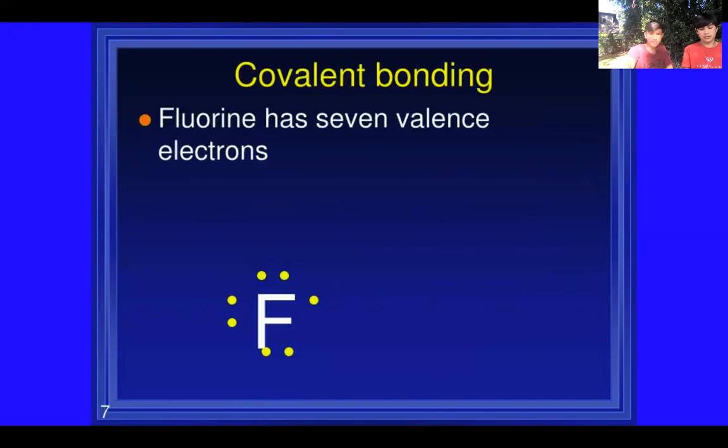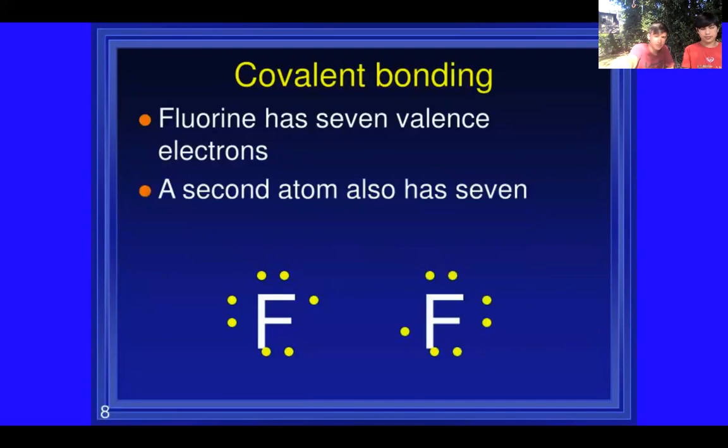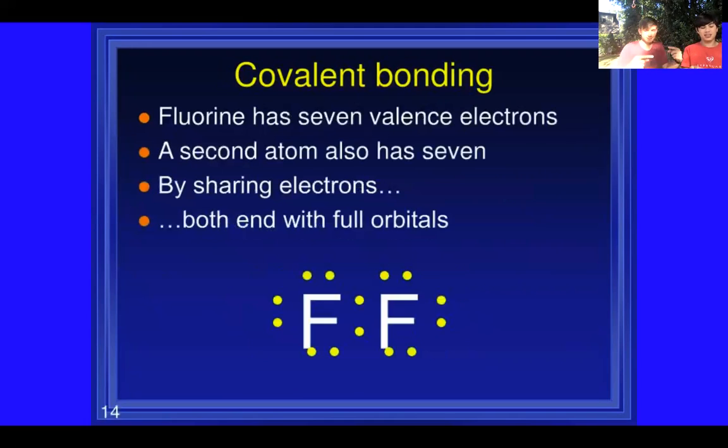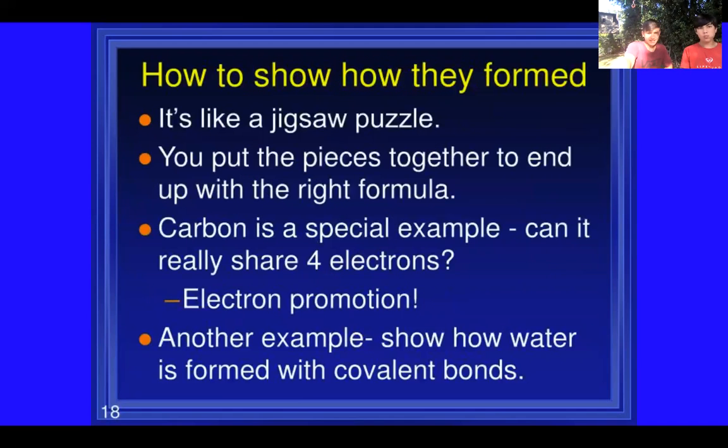So this is how fluorine has 7 valence electrons, just needs 1 more. It's just so close. So this other fluorine comes up and it has 7 valence electrons, so it just needs 1. So why don't they just share electrons and combine? Exactly. They both end up happy with full orbitals at the end, happy ever after. This is how to show how they formed. It's like a jigsaw puzzle. You put the pieces together to end up with the right formula, the right ending.